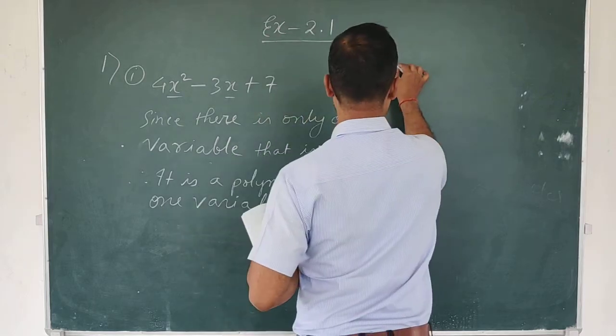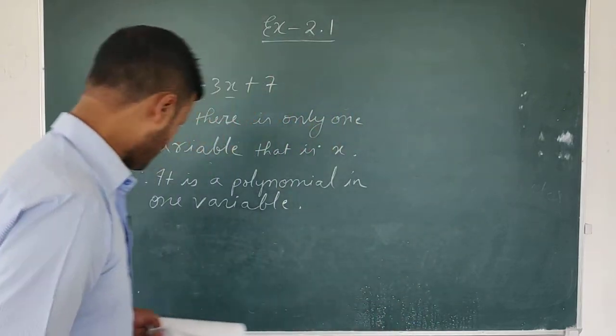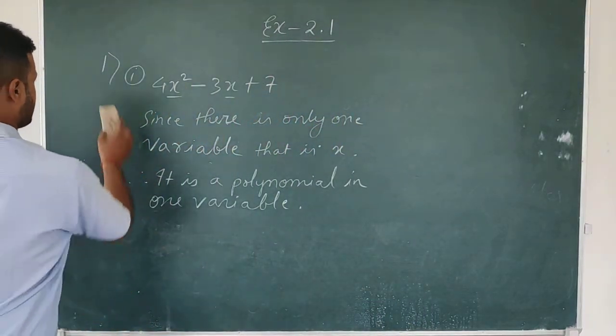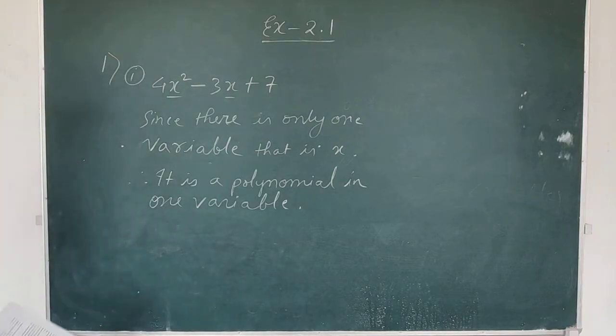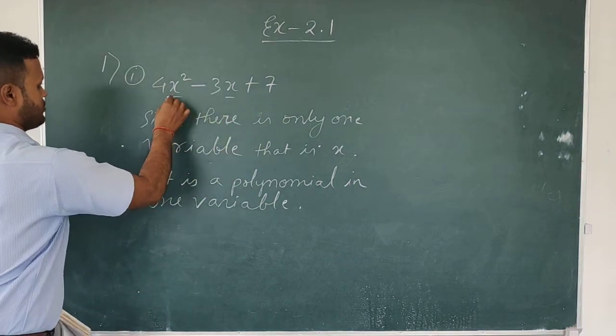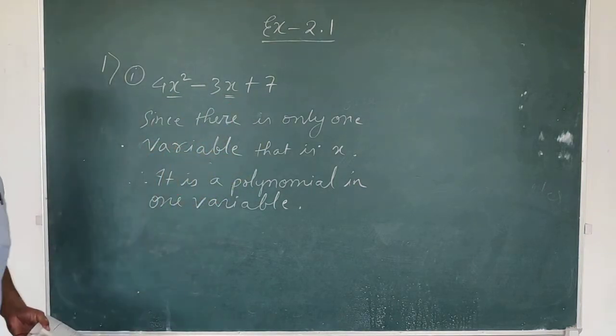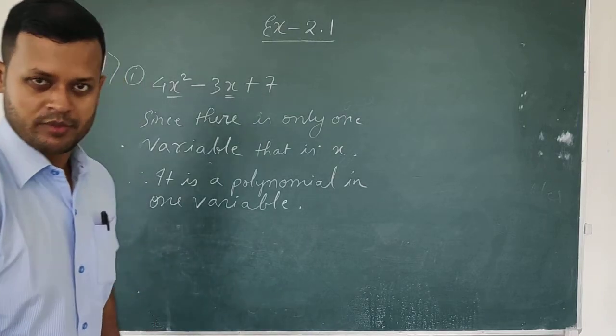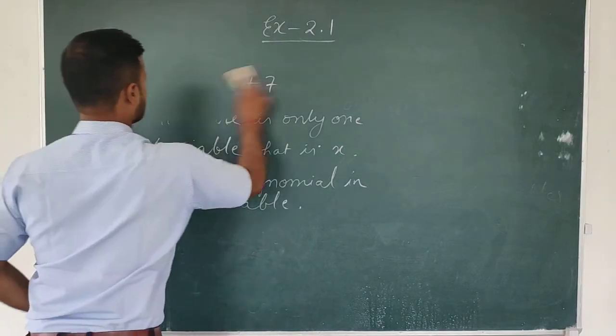Students, one more, let us see number 3. So since what did I write here? 4x square minus 3x plus 7. Since there is only one variable, that is x, only one variable is there. Therefore, it is a polynomial in one variable. Okay.